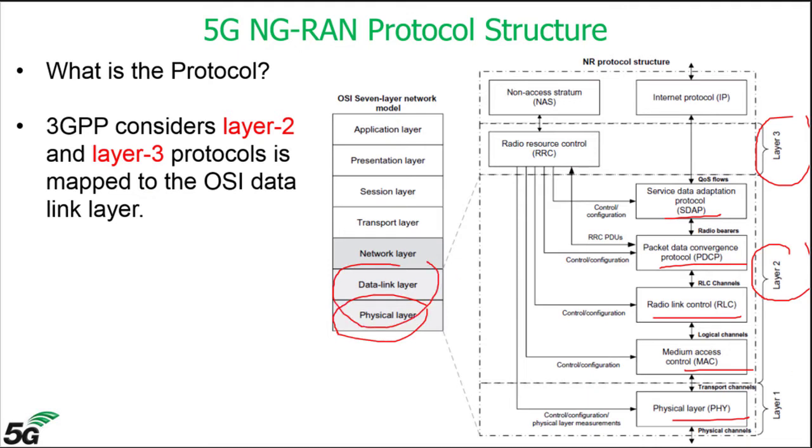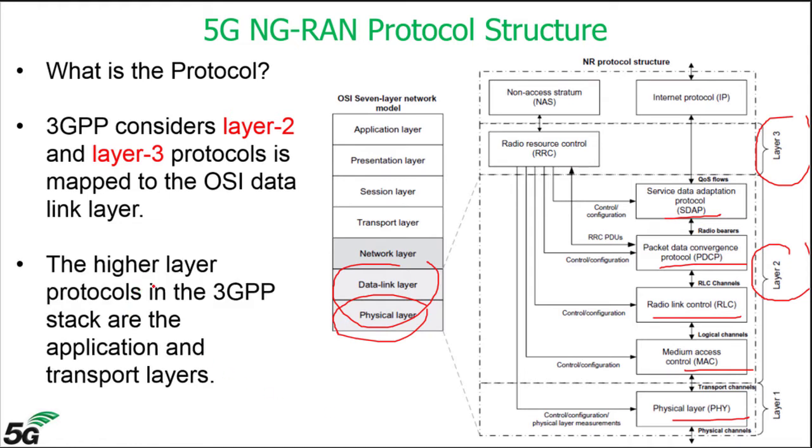The next generation radio protocols in 5G can be divided into control plane and user plane, where the user plane protocols are typically responsible for carrying user data, and the control plane protocols are used to transfer signaling and control information. Here you can see the higher layer protocols in the 3GPP stack are the application and transport layers.